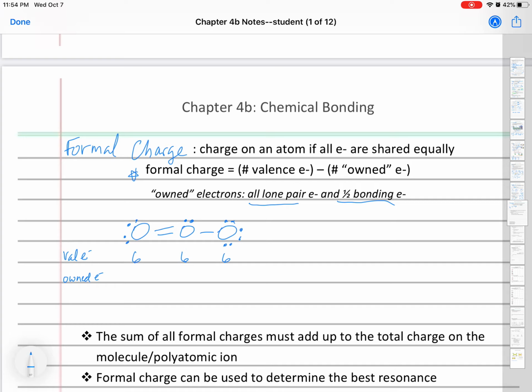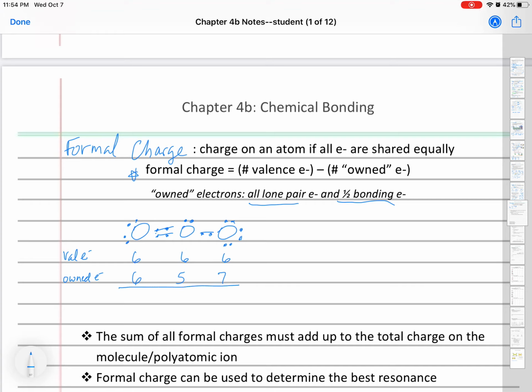This oxygen, the first one on the left, has 2 lone pairs, so that's 4 electrons that it owns from lone pairs. And remember, each of these bonds represents 2 electrons. So we would say that half of those belong to the oxygen on the left. So that's 1, 2, 3, 4, 5, 6. The oxygen in the middle has 2 lone pairs and 1, 2, 3 from bonds. So it has 5 quote-unquote owned electrons. And then the one on the right has 6 from lone pairs and 1 from the bond, so it has a total of 7 owned electrons.